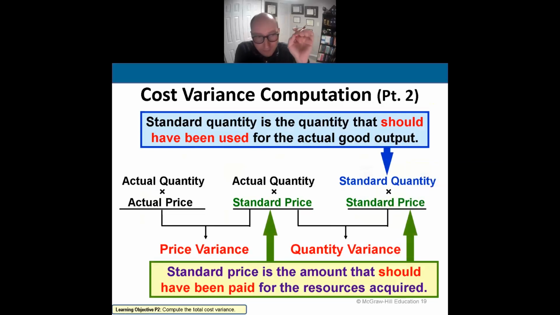This slide's a little complex. I prefer the one that we just saw, but I'm going to show you how it all comes together. Standard quantity is the quantity that we should have used. That's why we call it standard. It's the normal, the average. It's what we normally do. Standard quantity is the quantity that we should have used for the actual production of the product.